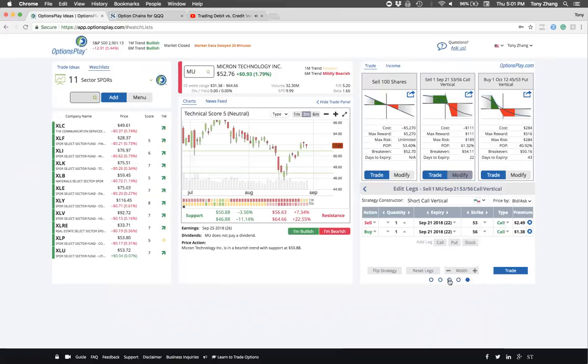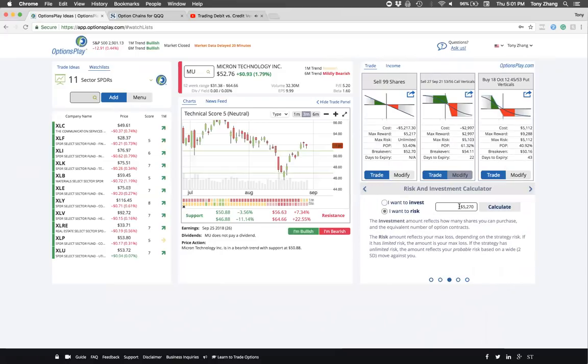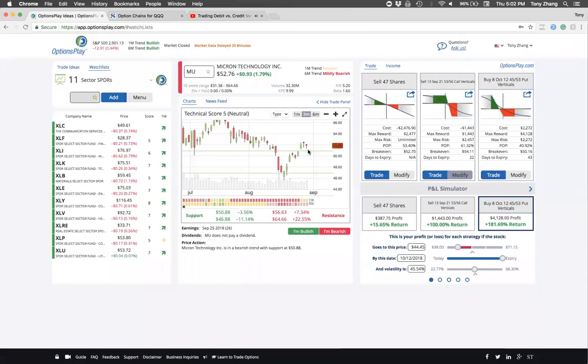So let's actually compare those two strategies. Let's say I'm willing to risk, same thing, $2,500 on this trade. Here I can sell 13 contracts with the call credit spread. I can buy 8 contracts with the put debit spread. So again, if MU, which is trading at 52 right now, stays roughly where it is, the credit spread is going to be the trade that you're going to want to trade.